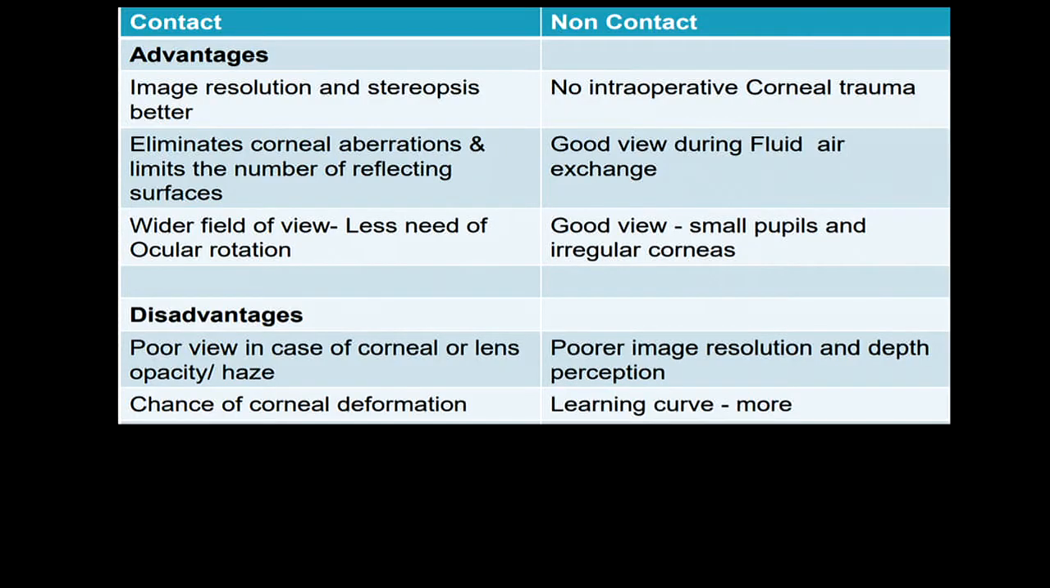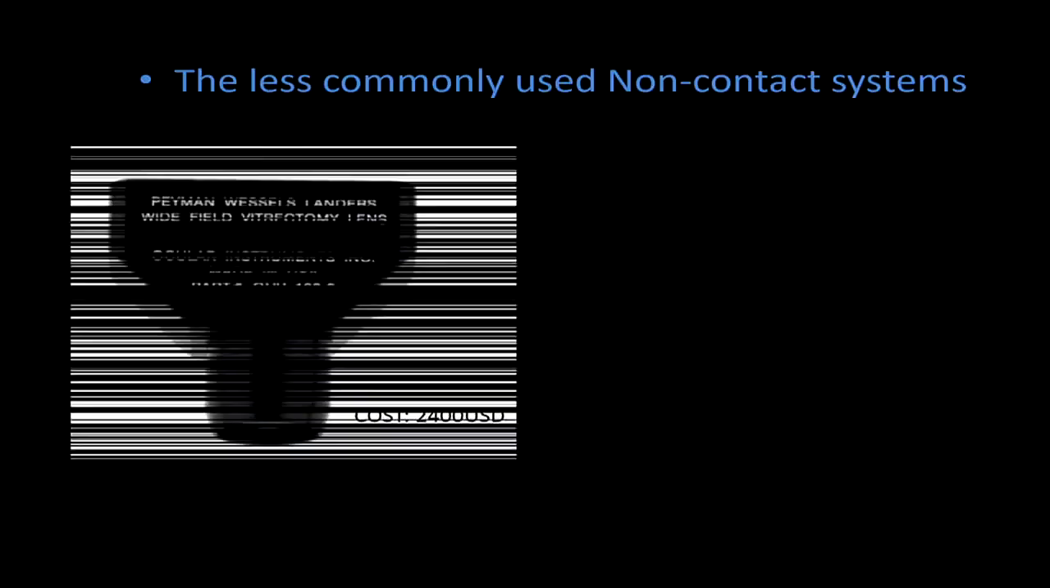So the advantages of the contact, we all know you get a very good image resolution and stereopsis. However, you cannot move the globe too much when you're using a contact wide-angle viewing system. However, you get a wider field of view compared to the non-contact systems.